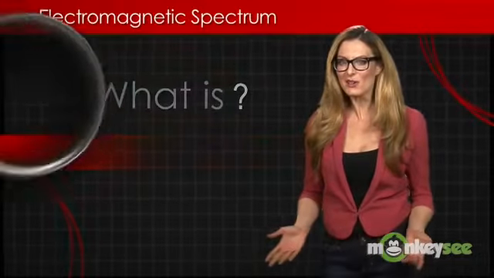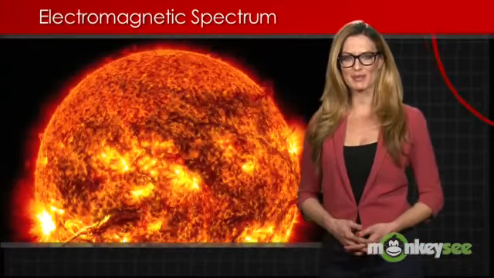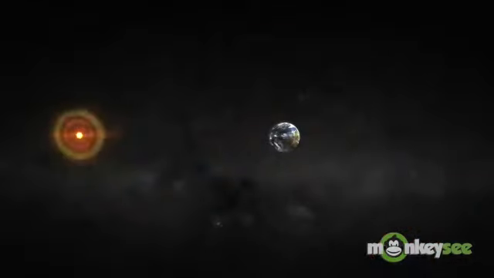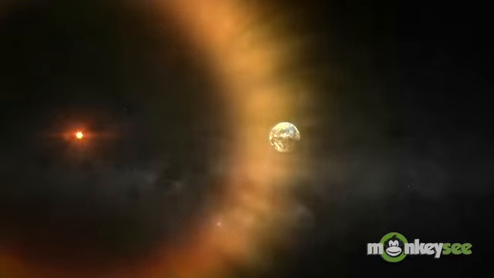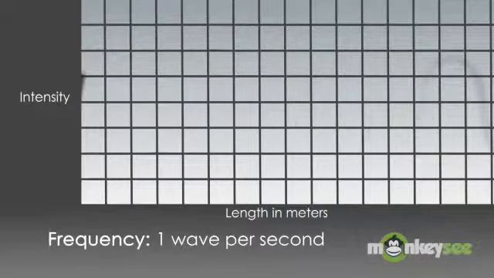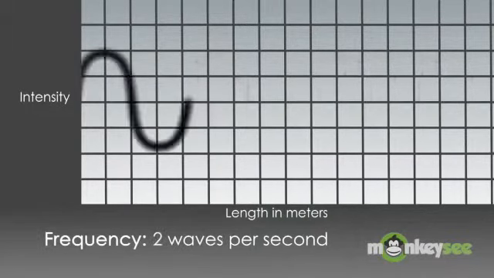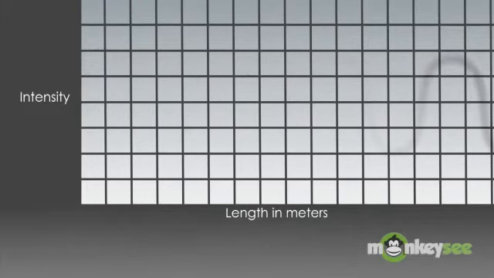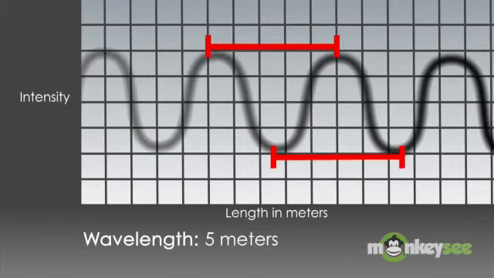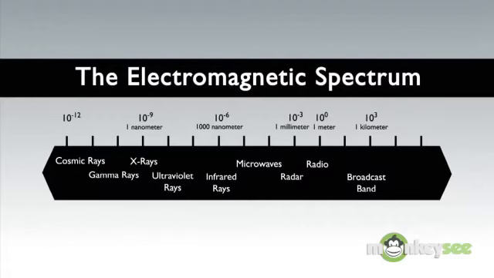What we see as light is only a small part of the electromagnetic spectrum. The electromagnetic spectrum refers to the many types of radiation released from stars, including our own sun. Electromagnetic radiation travels in waves. Frequency describes how many waves per second a wavelength produces. Wavelength measures the length of an individual wave in meters. Scientists describe the electromagnetic spectrum as a long line.